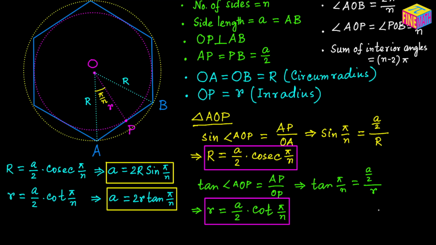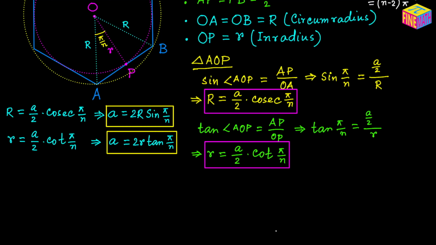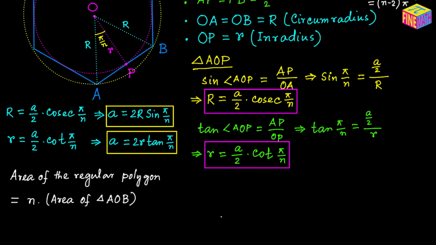Next we are going to see how to calculate the area of the regular polygon. Now the area of the polygon will be n times the area of the triangle AOB, because there will be n triangles like that inside this regular polygon. Each of the triangles will be of equal area. So if you consider triangle AOB, its area multiplied by n will give us the area of the entire regular polygon. So now I am going to say the area of the polygon is equal to n times the area of the triangle AOB.